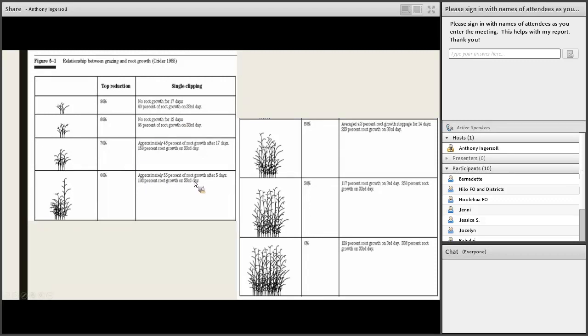Okay, so that's a little better. At least the roots are still coming back online after 5 days. And by 1 month later, you got 192% root growth. So it's recovering a lot better here than it would be if it was at 90.